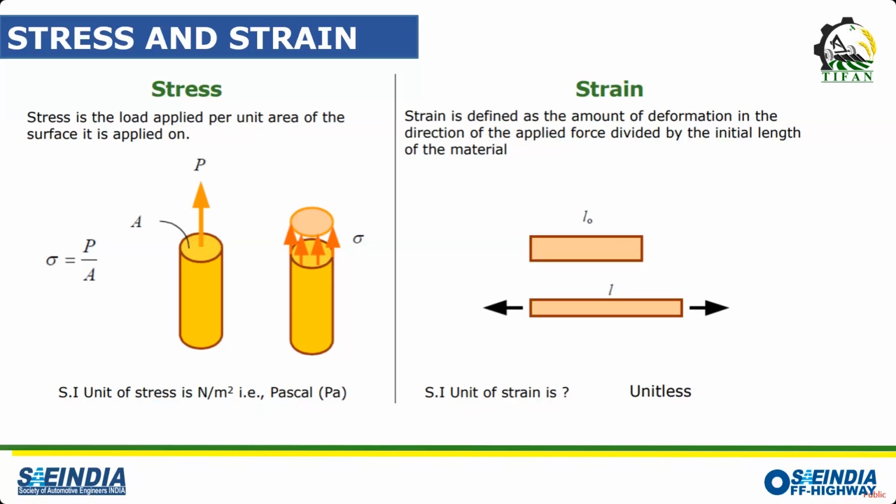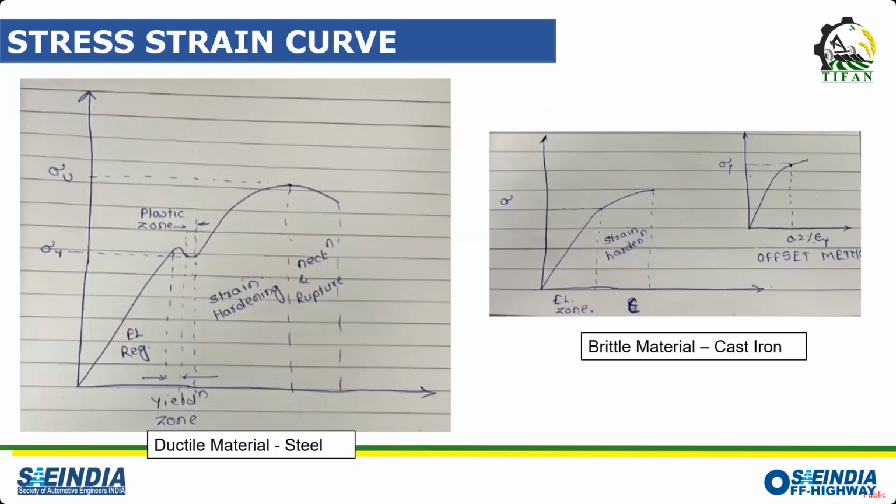And then next is strain. Strain is change in length upon original length, or change in dimension upon original dimension. It is unitless and pretty straightforward. The next thing is the stress strain curve.